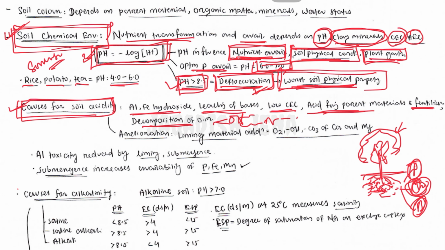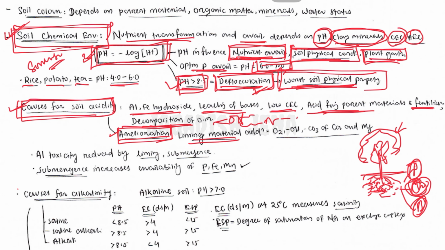Then how to ameliorate acidic soil, or how to cure acidic soil? When we talk about saline soil or acidic soil, their curing method is called amelioration. When there is any question about amelioration, it means what measures you have to take to cure that type of soil. So for acidic soil amelioration, we need to add liming material to the soil.